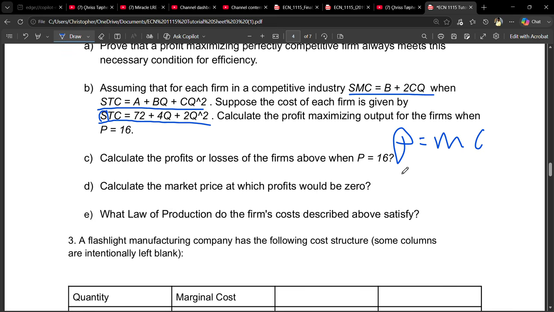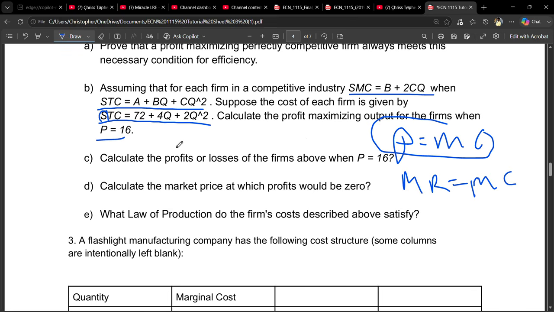But you have to know that price is the same thing as marginal revenue, so you can as well follow that condition, but keep in mind that under perfect competition, price equals marginal cost is the actual condition we're following. So if we're going to find the profit maximizing output, we follow this condition. What is our price? Our price is 16. What is our marginal cost?